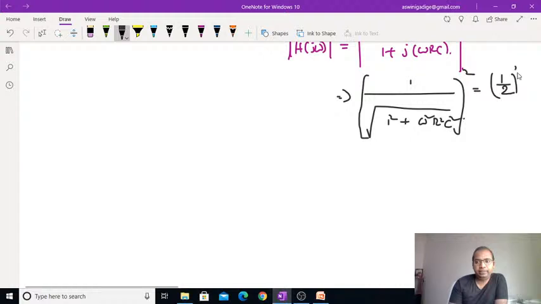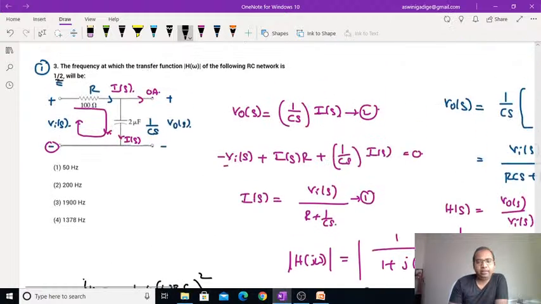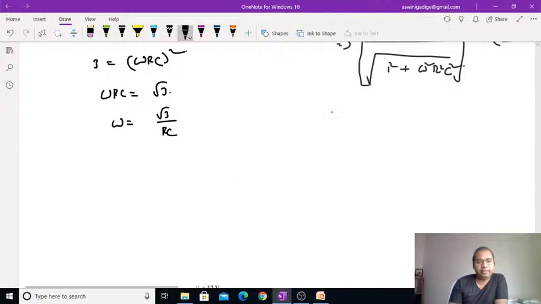Take the square on both the two sides, and then do the cross multiplication. Then I will get 4 is equal to 1 plus omega RC whole square. Okay. And now 3 is equal to omega RC whole square, and omega RC is equal to root 3, and omega is equal to root 3 by RC. And here in the question they are asking about the frequency. So now f is equal to root 3 divided by 2 pi into RC.